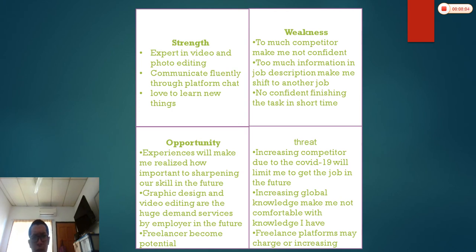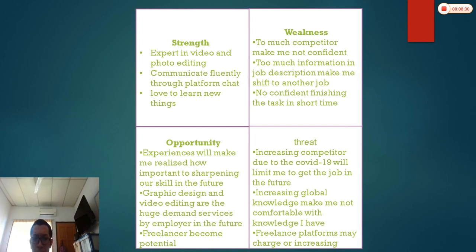And the third is that freelancing becomes a potential option. As we know, due to COVID-19, more people lost their jobs, so they will seek alternatives to generate side income. Maybe they will see the freelance platform as their solution to generate side income since they lost their job due to COVID-19.